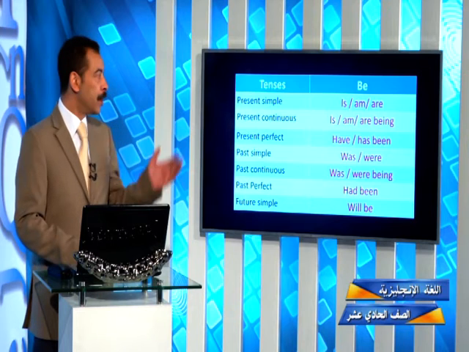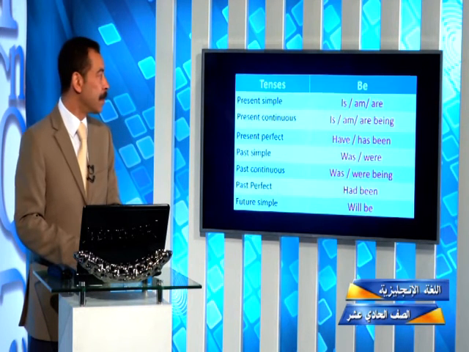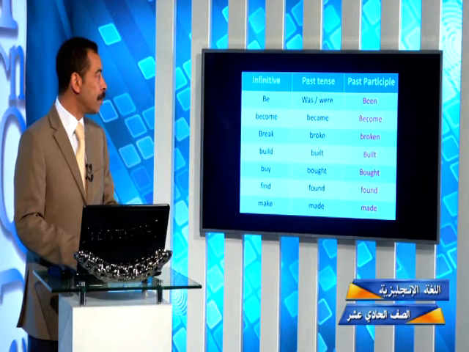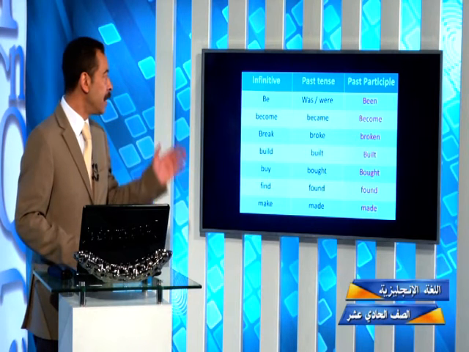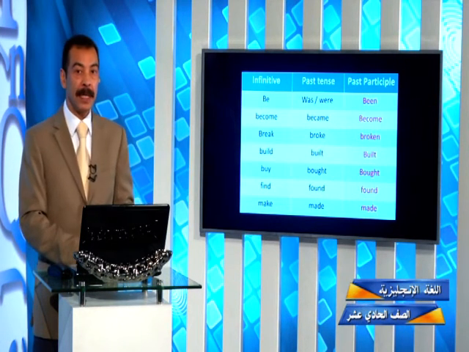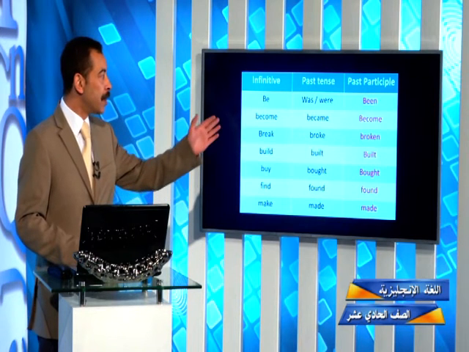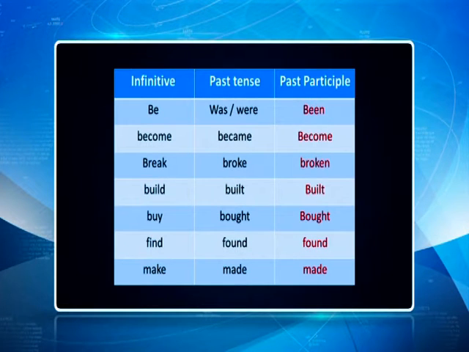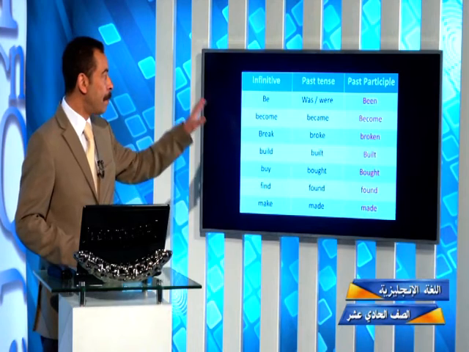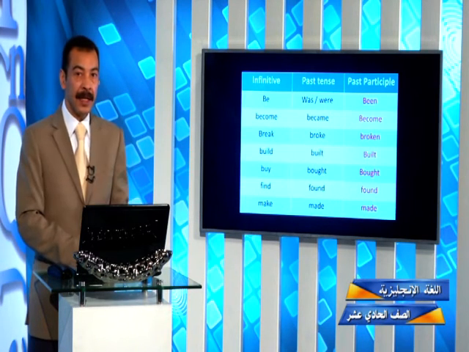Okay? We need the verb to be and the past participle. The past participle, for each verb, especially with irregular verbs, we have the infinitive, the past tense, and the past participle. So we are going to concentrate on the third column, which is the past participle of each verb. For example, be becomes been in the past participle. Become becomes become. Break, broken. Build, built. Buy, bought. Find, found. And make becomes made. In this lesson, we are not going to talk about the past tense. Okay? You can use it in other situations.